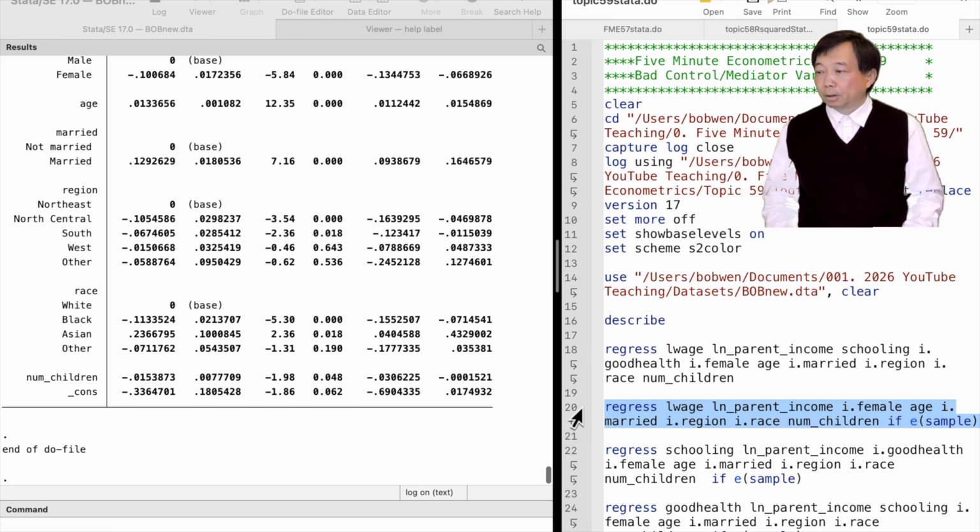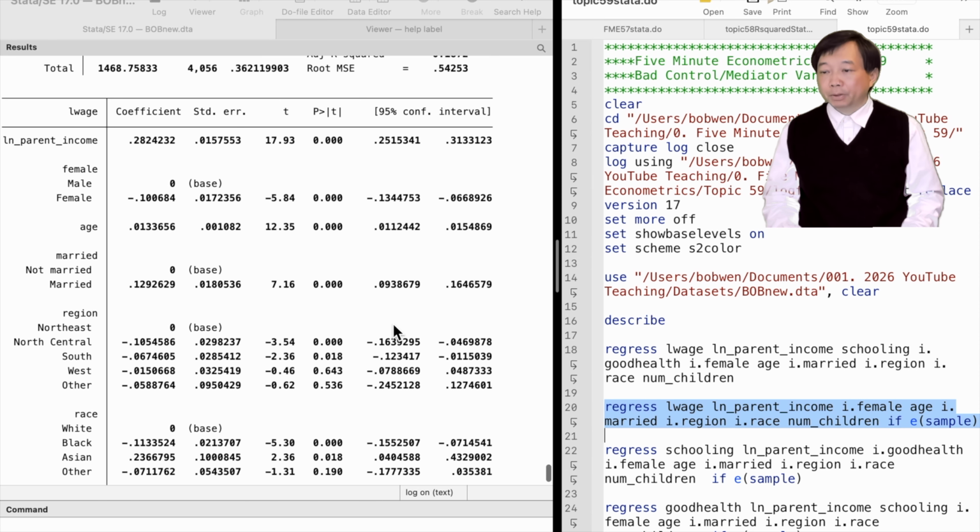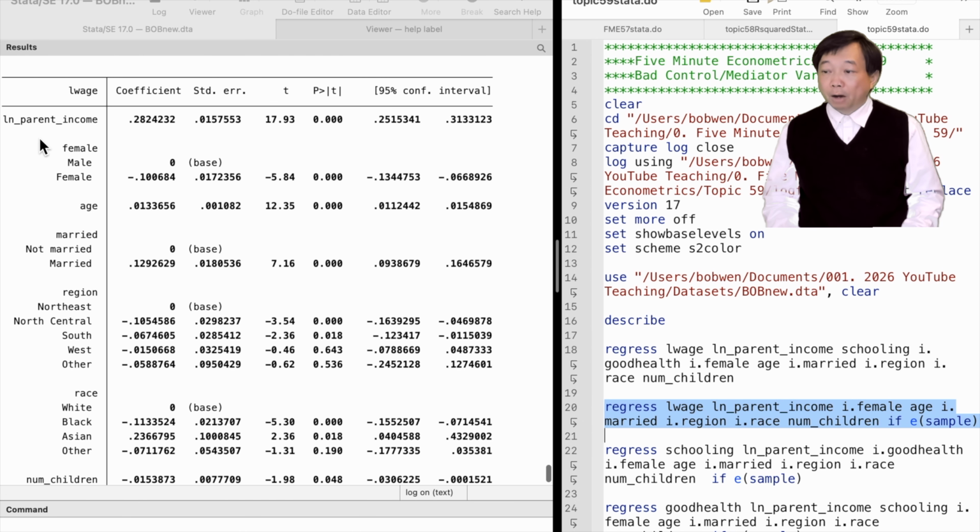We find that, on average, as parents' income increases by 10%, their children's hourly wages increase by about 2.8%. And this positive effect is statistically significant at any traditional level.